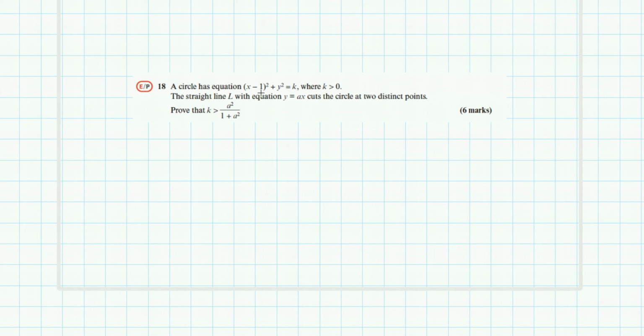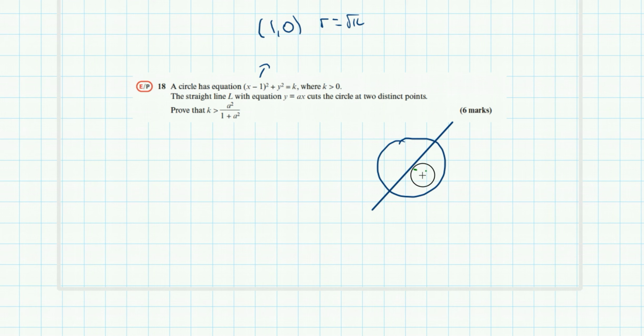So in terms of extracting information from the question, we know that the centre of the circle is (1, 0), and it has a radius equal to root k. There's a straight line, y equals ax, and it cuts the circle at two distinct points. We don't know where, and the circle has centre (1, 0). Now, that doesn't tell us very much.